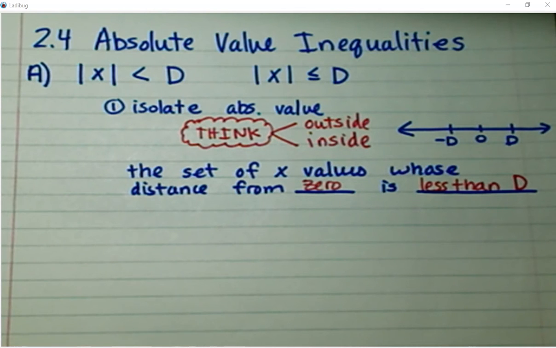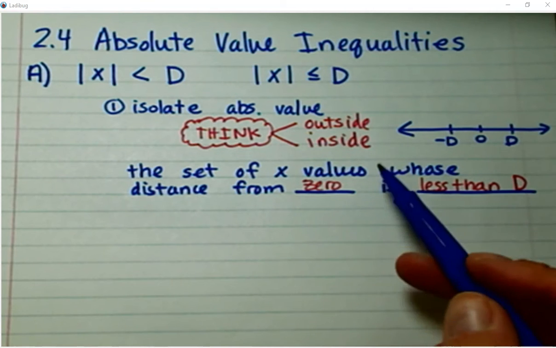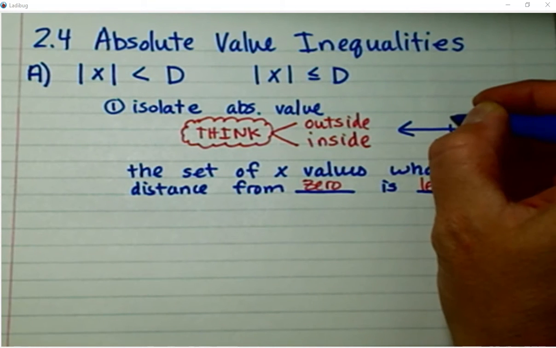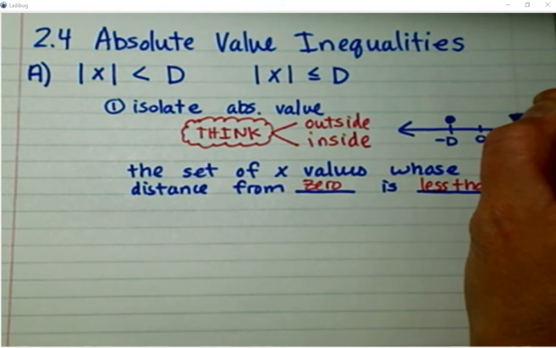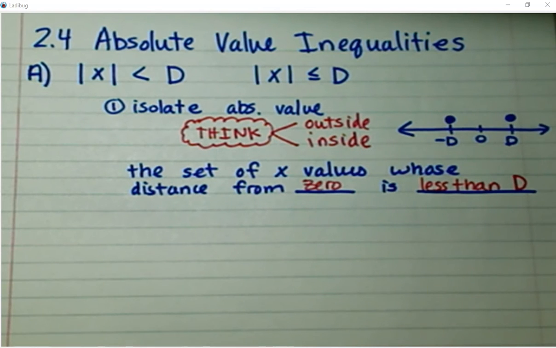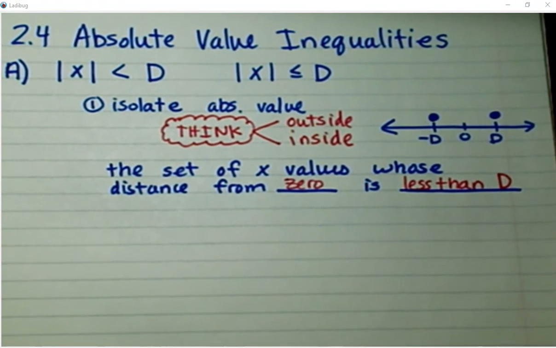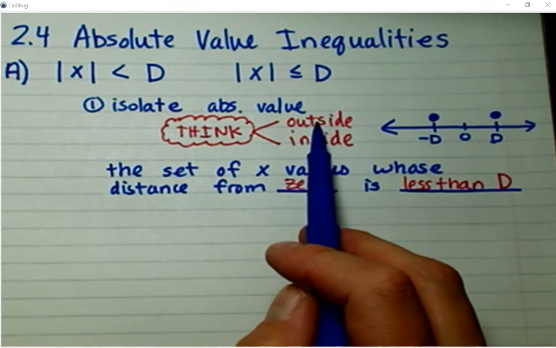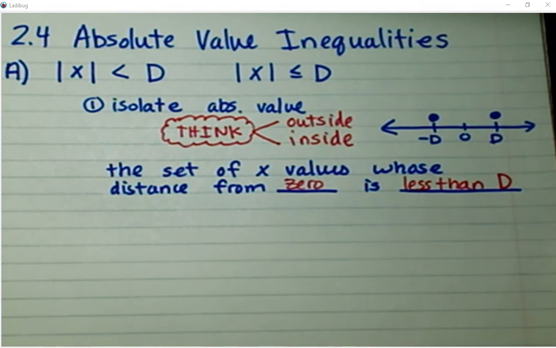If you had to shade the inside or outside, now I'm going to put little dots on the endpoints because that's what happens when we had an equal to. Now we have an inequality. So do I need to shade outside the dots or inside the dots, and why? Am I going to shade inside the dots or outside the dots? And why? Sasha?